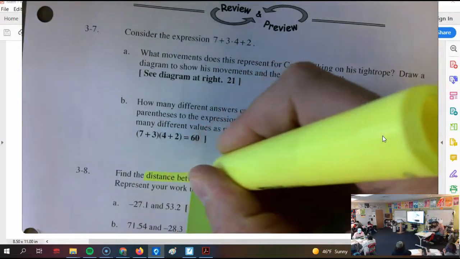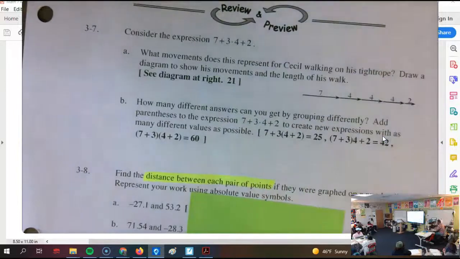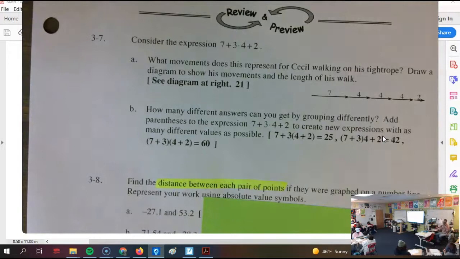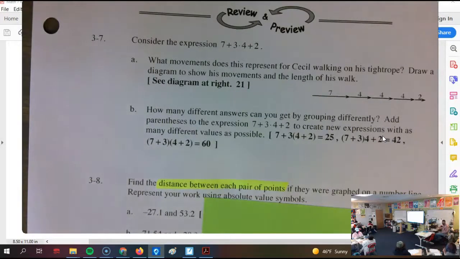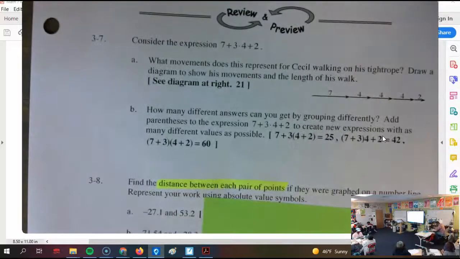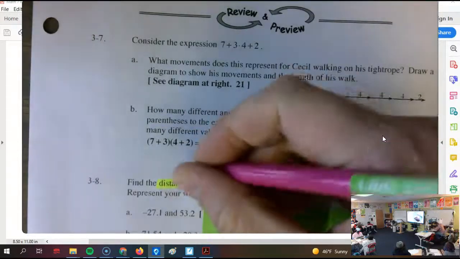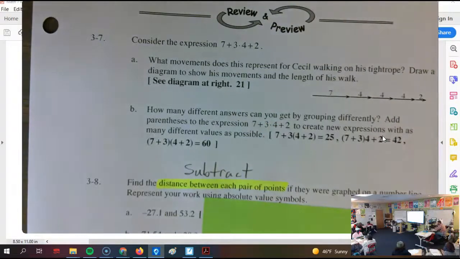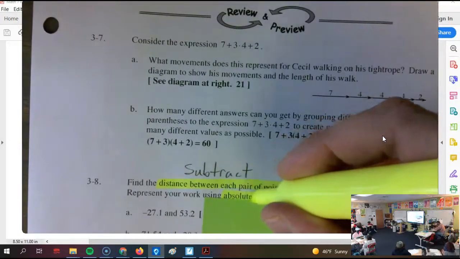Distance between points. When we talk about distance between numbers, like the distance between 5 and 3, what do we normally do to figure out that distance or like the difference? Subtraction, right? A couple people mumbled it. Sorry for those of you that raised your hand. Yeah, subtraction. So distance between, this is telling us we're going to subtract. Now, we don't always have to use absolute value, but sometimes we need to use absolute value.